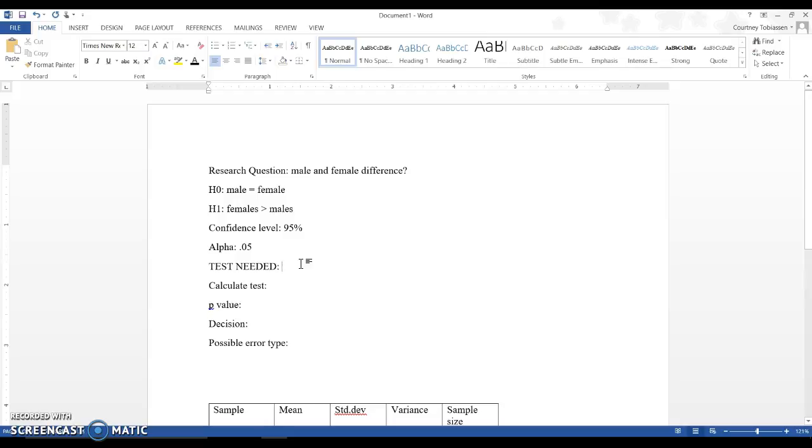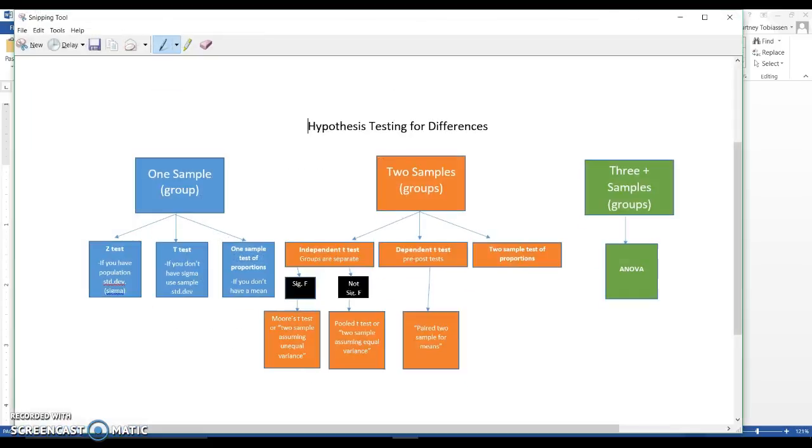All right, what test are we gonna use? So we have a lot of examples of tests that we can use. So our first decision is one sample or two samples. So one sample would be one group compared to the population. That's not the case here. We have two groups, two samples, males and females. These groups are separate. So you are either a male or you are a female. You only get to be in one group. So it's an independent sample t-test. So now we have to decide which one do we use. And this has to do with this f-test.